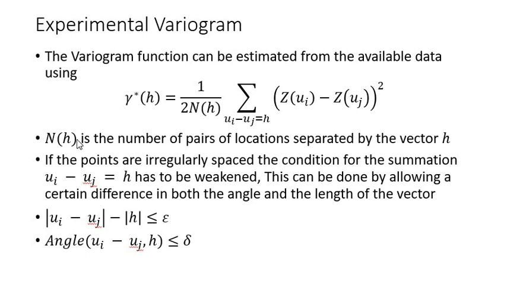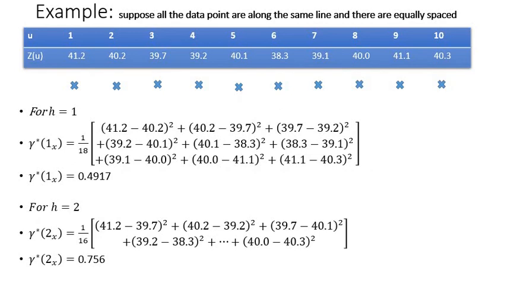The adjustment that you can make is on your vector: ui minus uj minus the vector h, allowing a difference of sigma. This should be less than or equal to sigma. And then the angle between ui and uj should be less than or equal to delta. Right, so those are the adjustments that you can make. And then on the next slide, I want us to look at an example.